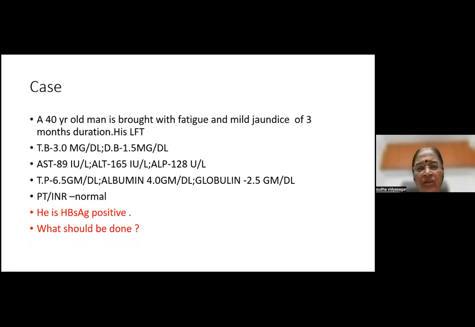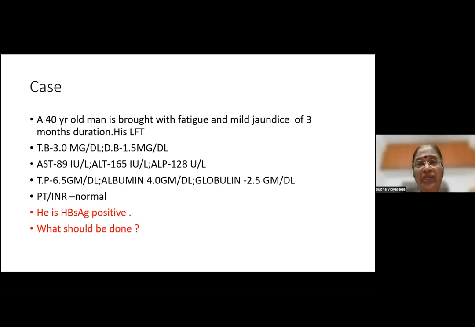Core. Why would you do core now? He's a chronic hepatitis B, isn't it? He's got jaundice of 3 months duration. Already bilirubinemia is there. Okay. No, you will not observe. You definitely have to go for an HBeAg and an HBV DNA quantification.